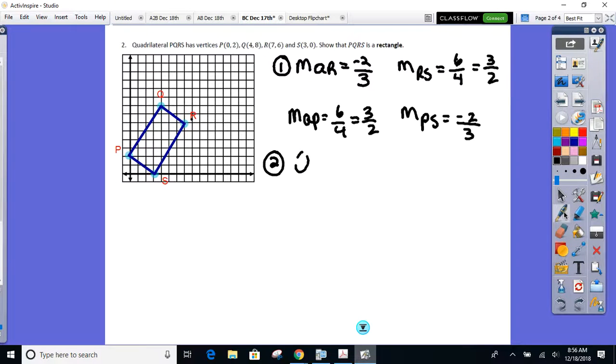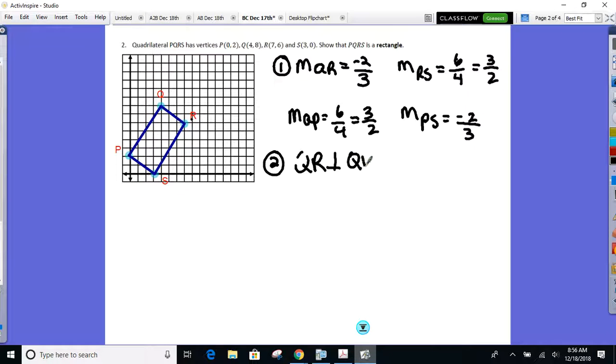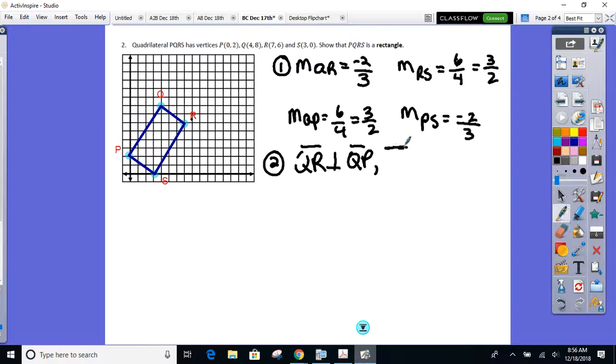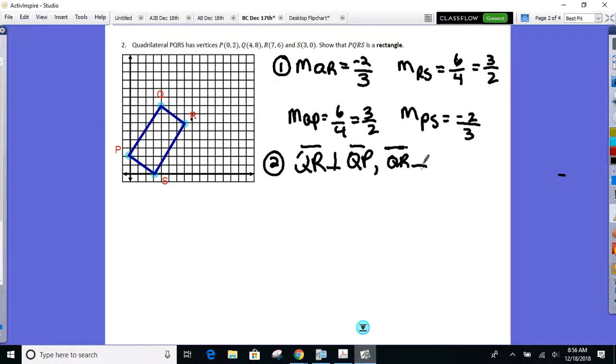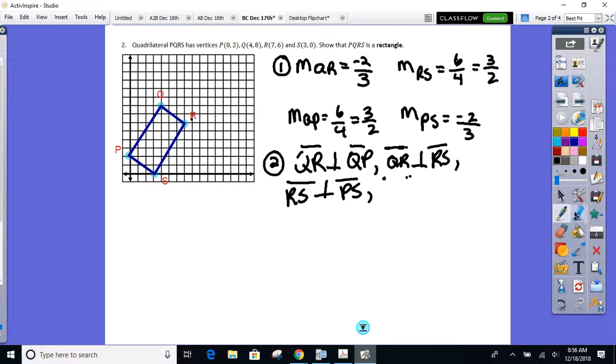QR, I'm going to list out all the perpendicular lines here. QR perpendicular to QP. Let's keep listing them. If you guys want to do it this way, this is the way it's got to be done. QR perpendicular to QP. QR also perpendicular to RS. What's another set? RS perpendicular to PS, and then the final pair, PS perpendicular to QP.